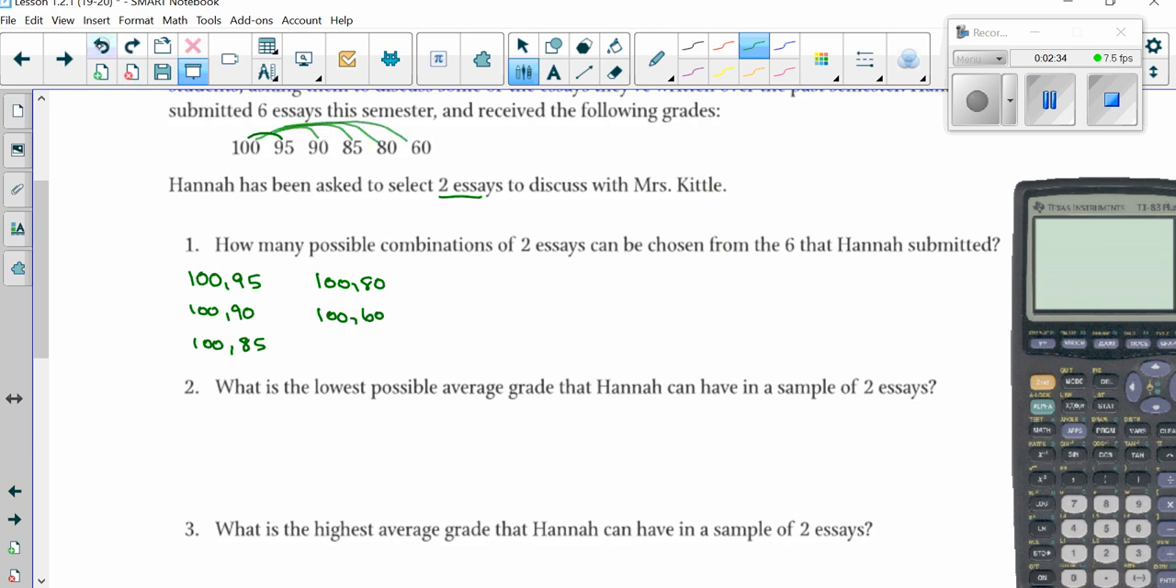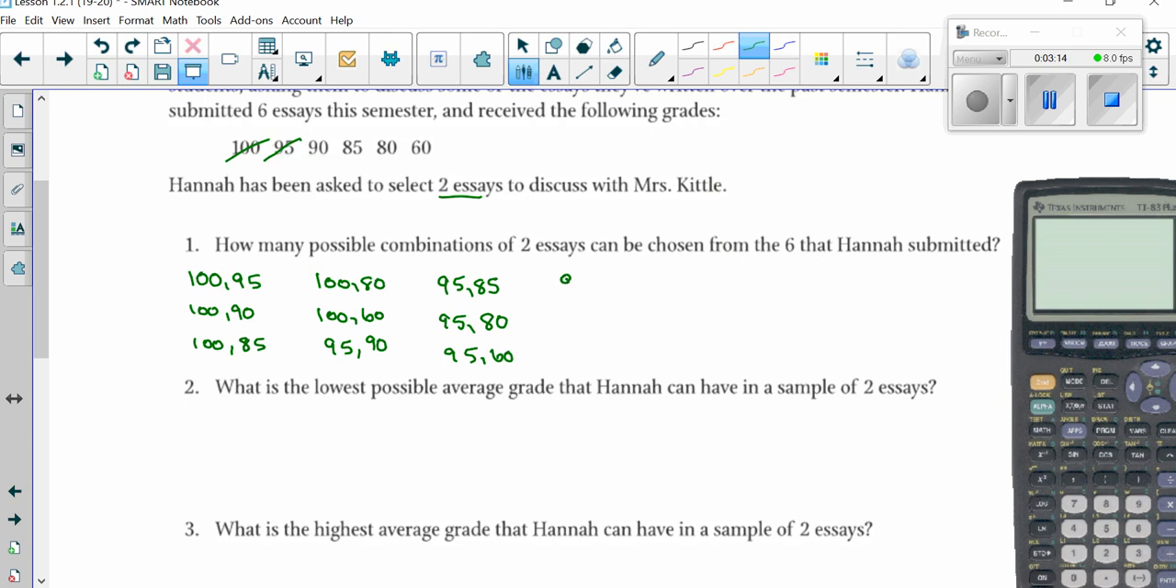And I'm going to continue doing that, but now instead of using the 100, I'm going to use the 95. I'm not going to say 95 and 100. And nowhere in here does it say order matters. So if I said 95 and I said comma 100, I'd be stating the exact same two as this. So I'm going to say 95 and 90. She could pick 95 and 85. And then 95 and 80. 95 and 60.